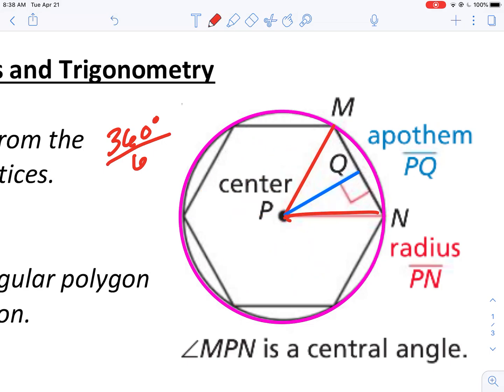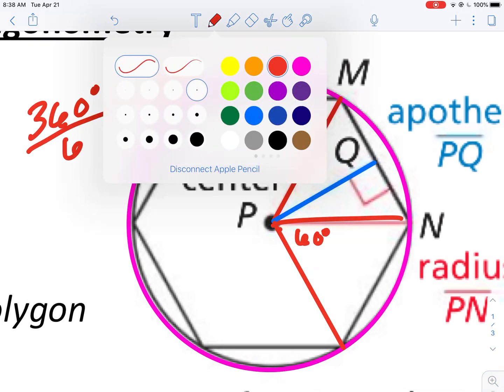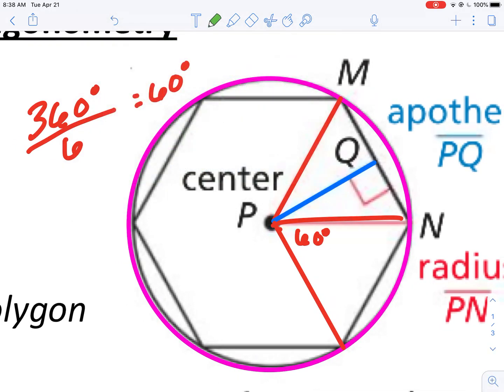And if we're going to split this into six equal parts, 6 equal central angles here, then I know that I can take 360 and divide it by the number of sides that my shape has to get whatever this central angle measure is going to be. And here it'll be 60.